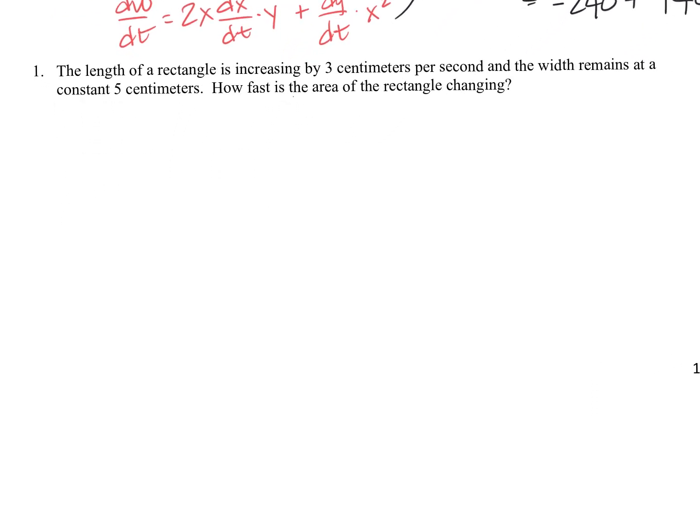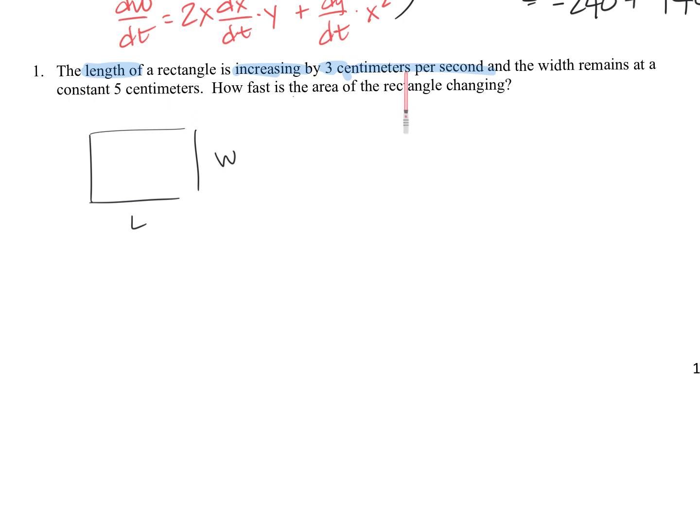Okay. All right, let's see. It says the length of a rectangle. We have a rectangle. I'm a visual person, so I'm going to show it. The length of a rectangle, and we have length and width. The length is increasing by 3 centimeters per second. Do you think my length equals 3, like L is 3, or is dL dt 3? dL dt is going to be 3.